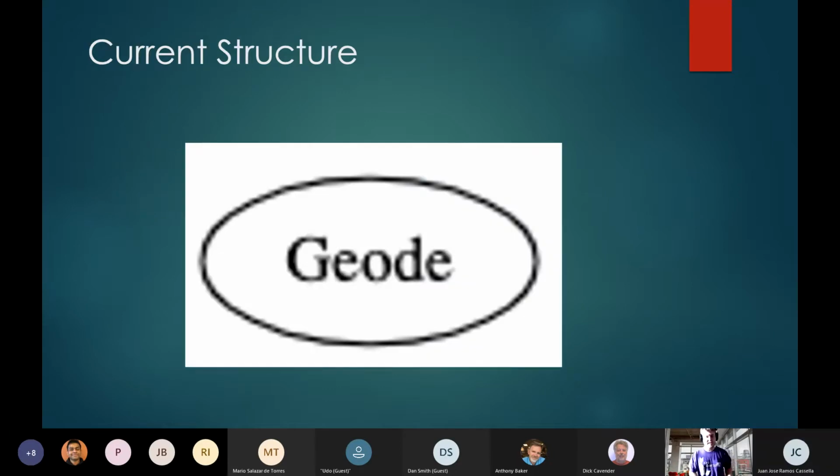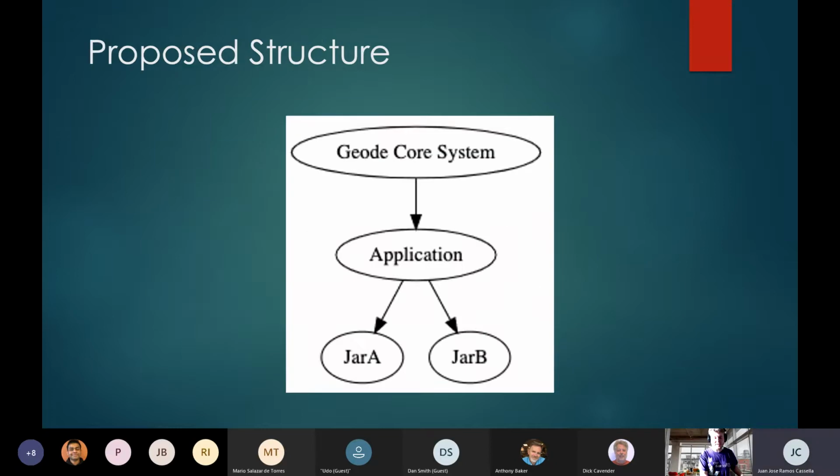Okay, so let's talk a little bit about how this whole system is going to be structured now that I've kind of described what we're doing. So this very simple diagram here is essentially what Geode looks like now. It's one bucket that has everything in it. That's it. And when we deploy jars, those are just going to essentially get deployed into that bucket.